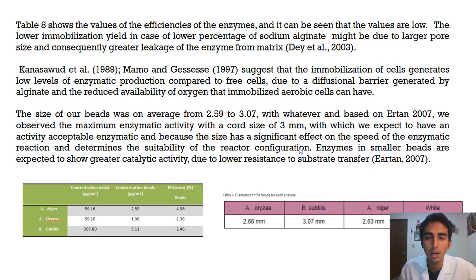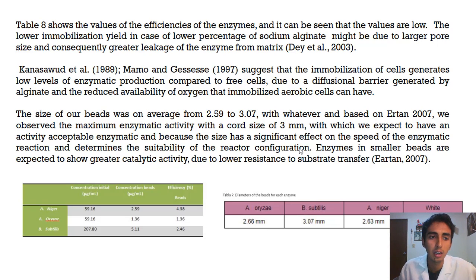So we hope to have more activity with the free cells than with the immobilized cells, well, these are not cells, they are proteins of alpha amylase. So the diffusion barrier generated by the alginate may really reduce the ability of contact with the substrate.